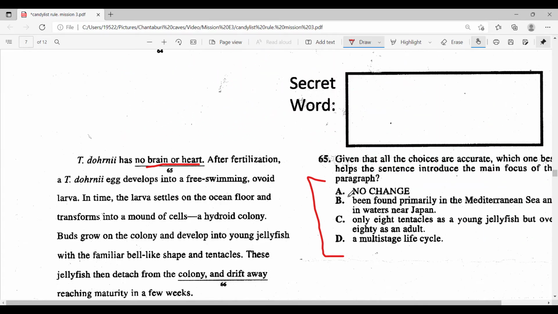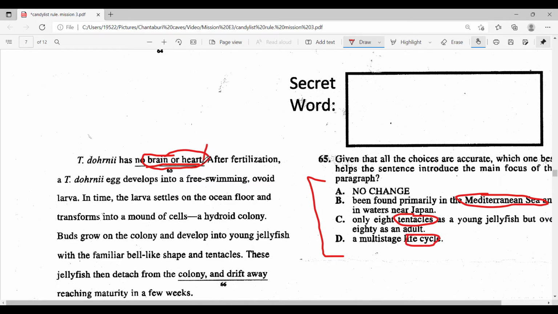All right, kids, answer choice A, no change. The main noun here is brain or heart. Answer choice B is Mediterranean Sea. See, I'm just circling them. Answer choice C says tentacles, and D says life cycle. Now, I want to match that up with the rest of the paragraph.